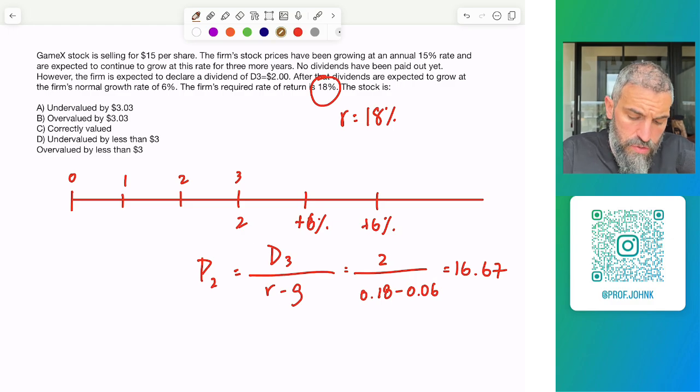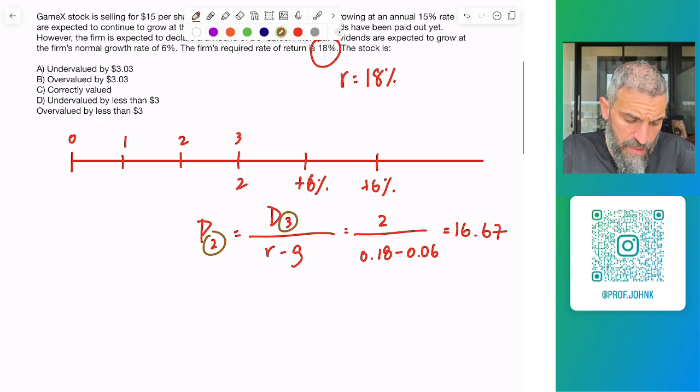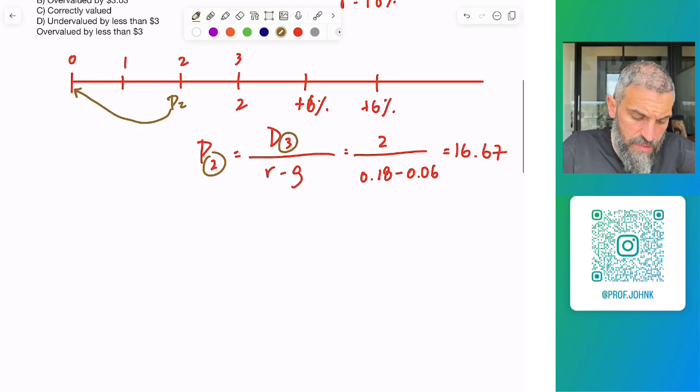Remember that when you use the constant growth DDM, the price you're finding is the price 1 period before the dividend. So because I use D3, I'm finding P2. Your second step now, since you know the price in 2 years, is to bring it back to today. So that becomes like a future value. So the price today would just be the present value.